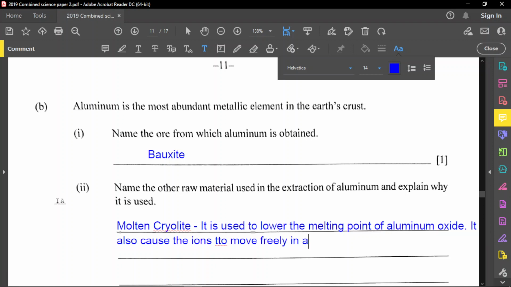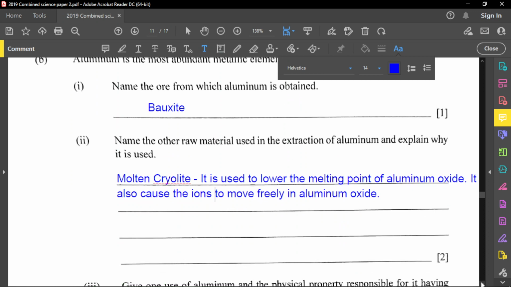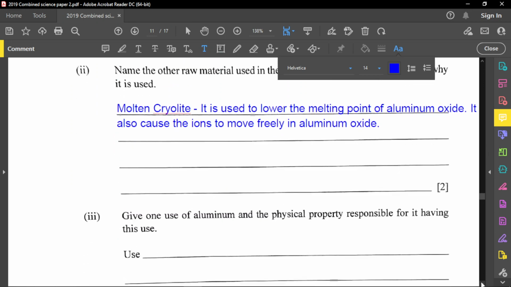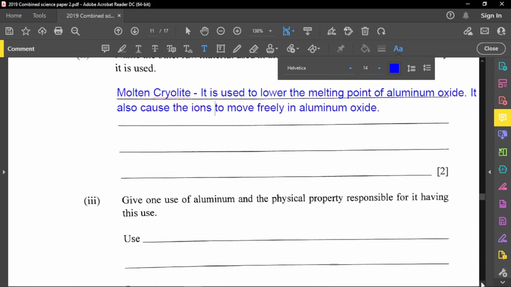And aluminum oxide. All right, so just to make a note that it causes ions to move freely in aluminum oxide. And remember that electrolysis uses the movement of ions or electrons. When the ions are able to move to different electrodes easier, the process will be much faster, right? If the ions are not free, then the electrolysis process will take a longer time or not occur at all. So it's very important for that process.